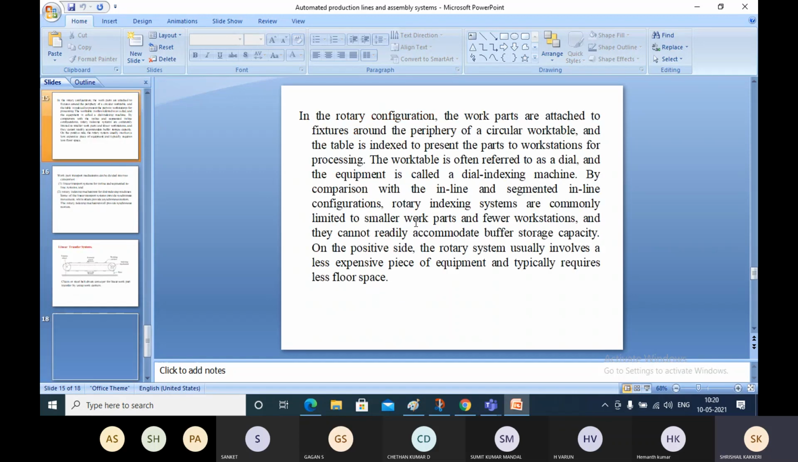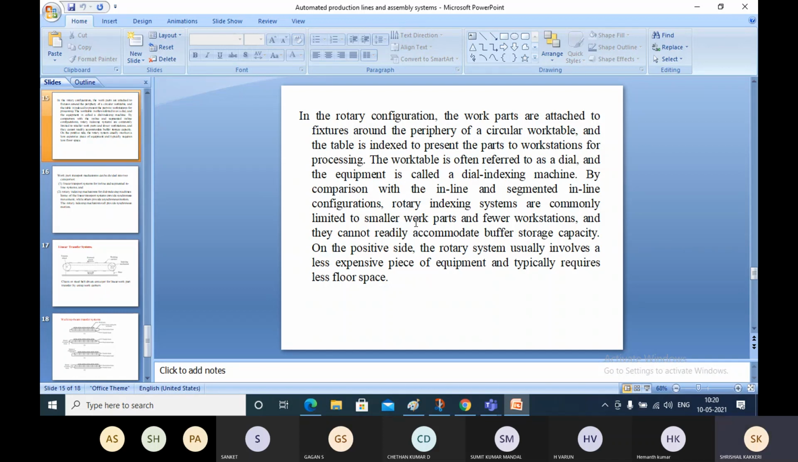Here I have given the explanation. In a rotary configuration, the work parts are attached to the fixtures. Fixtures are the work holding devices around the periphery of this circular table.